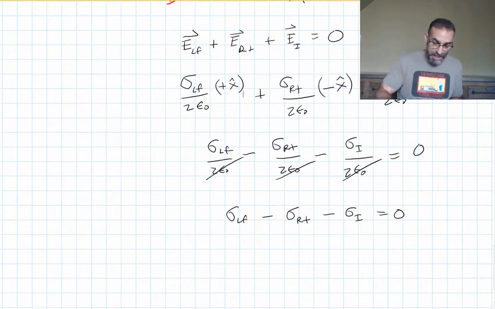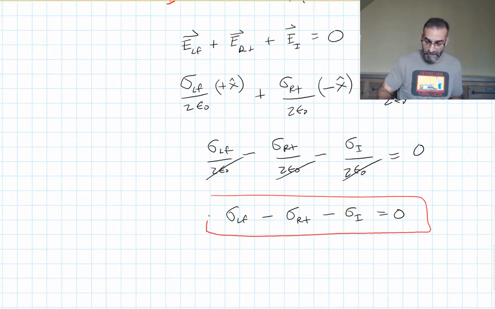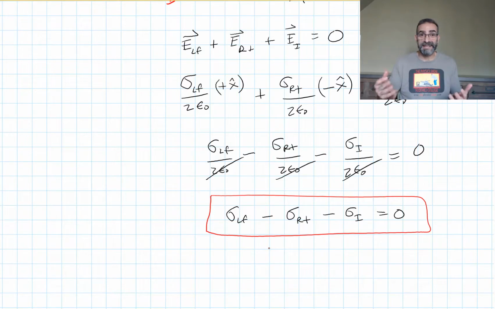So I have one equation here, but I have two unknowns, sigma left and sigma right. I don't know what they are. Sigma insulator was given, right? That I know. I have two unknowns.